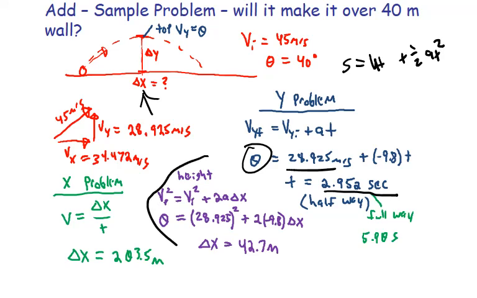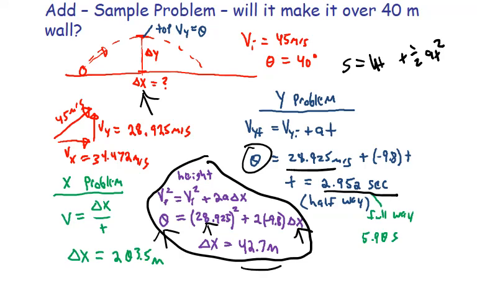Or you can use this equation. We know the velocity halfway is 0. We know the initial y velocity. We want to know how high it goes. It's going to go 42.7 meters halfway. I'll go ahead and show you the work for this one.